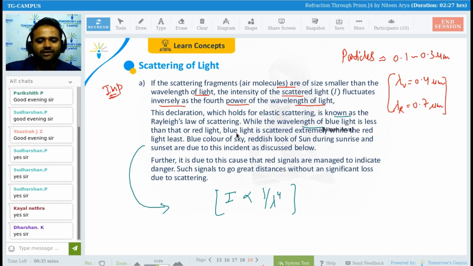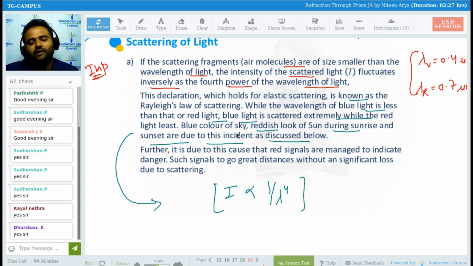While the wavelength of blue light is less than that of red light, blue light is scattered the most and red the least. The blue color of the sky and the reddish color of the sun during sunrise and sunset are due to this phenomenon, as discussed below. Red signals are used to indicate danger, because such signals can go a great distance without any significant loss due to scattering.